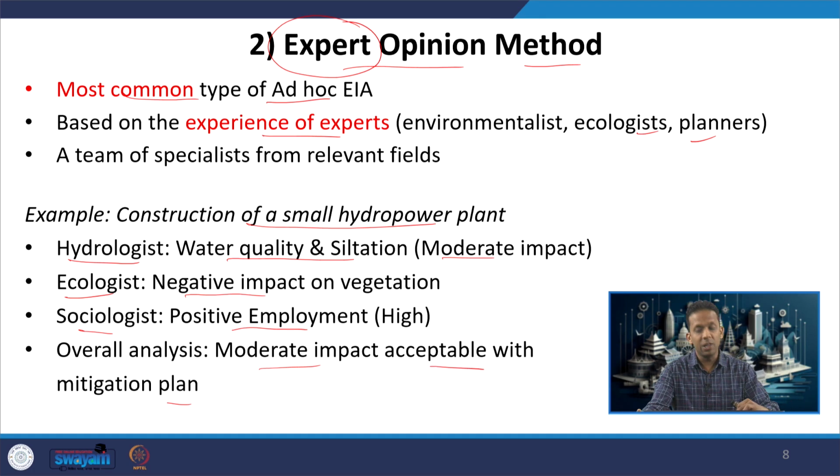So, this is a simple example which we have taken here with only 3 experts. There is no limit on the number of experts in the team. You can have 10, 20, 30. The more the people, the more the expert opinion, the clearer the EIA report will be, and the more unbiased the decision would be.